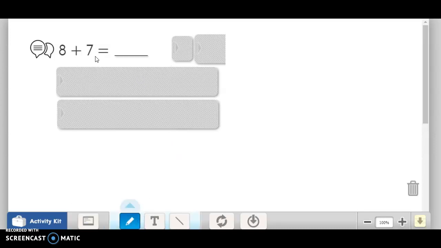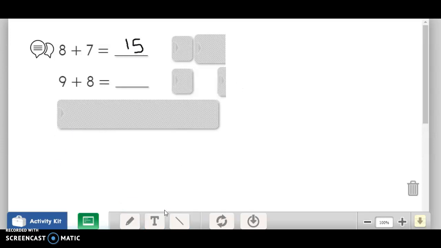So 8 plus 7. I know that the doubles fact of 7 plus 7 is 14, plus 1 is 15. Let's try to reveal that next one for us. 9 plus 8. Can you find that doubles fact? Yep. 8 plus 8 is 16, plus 1 is 17.